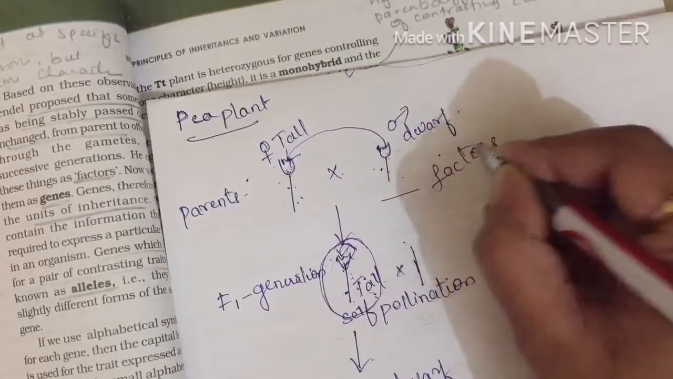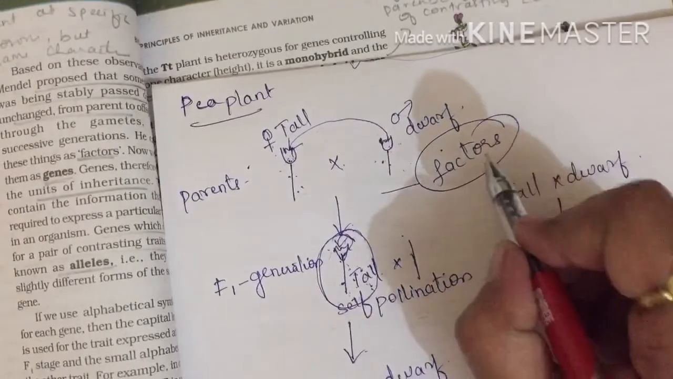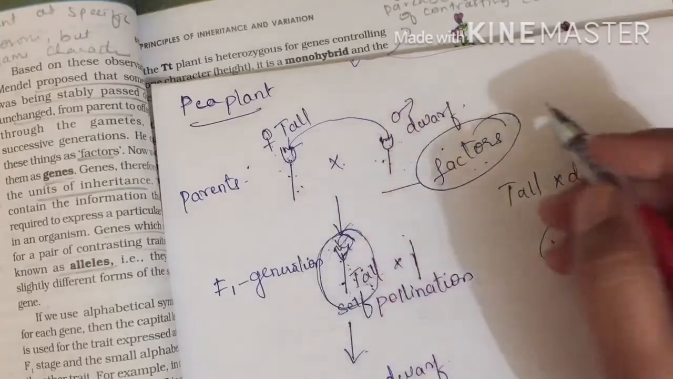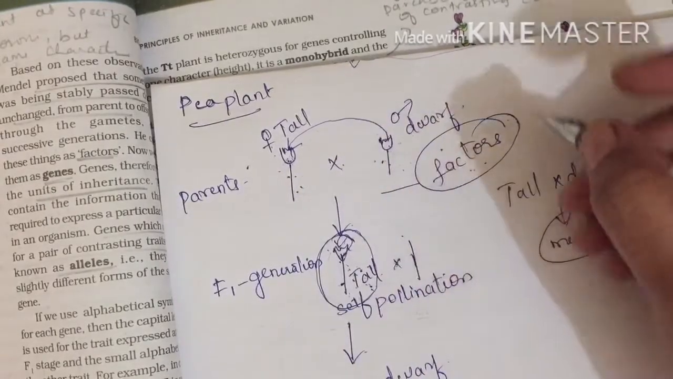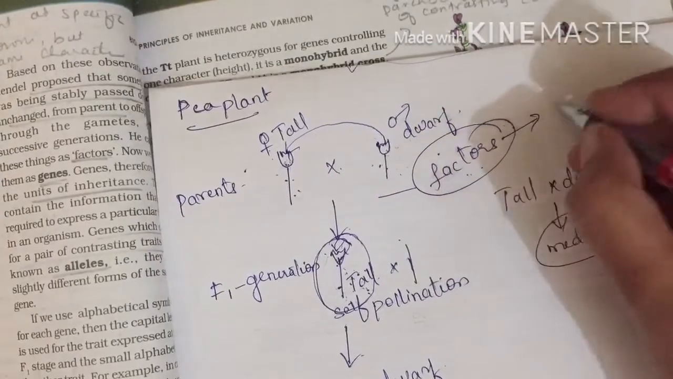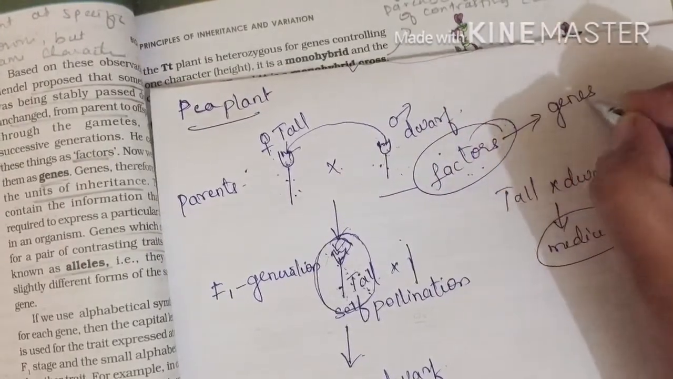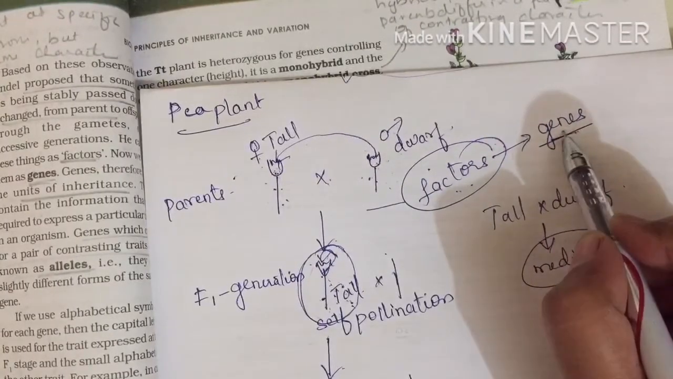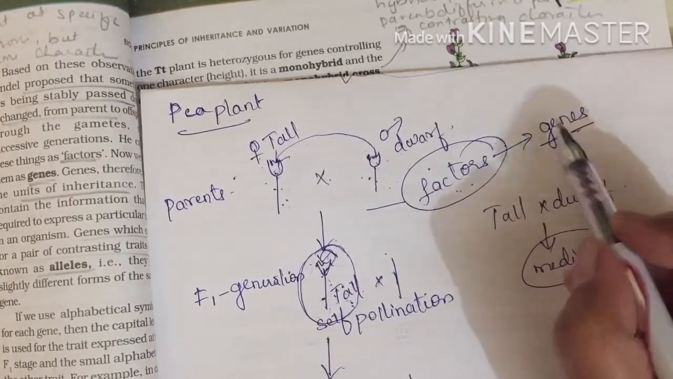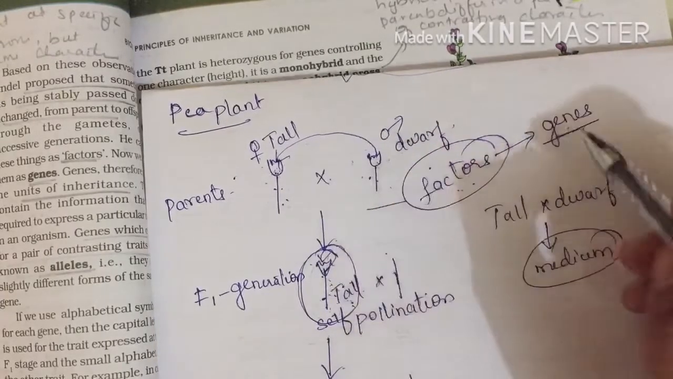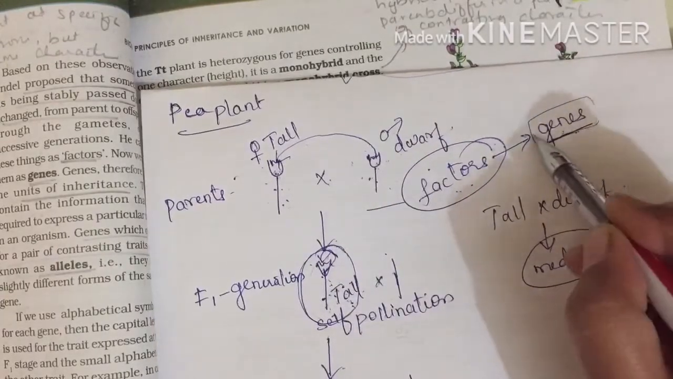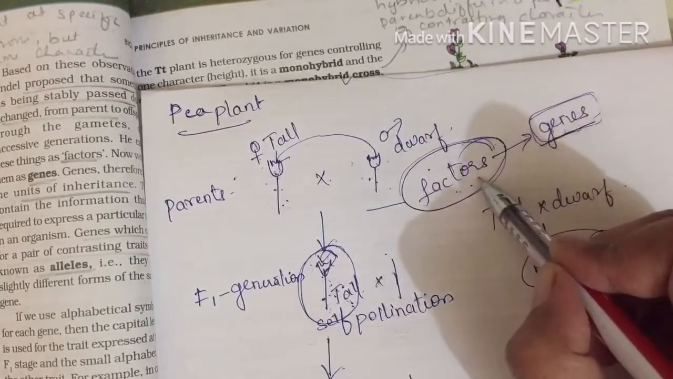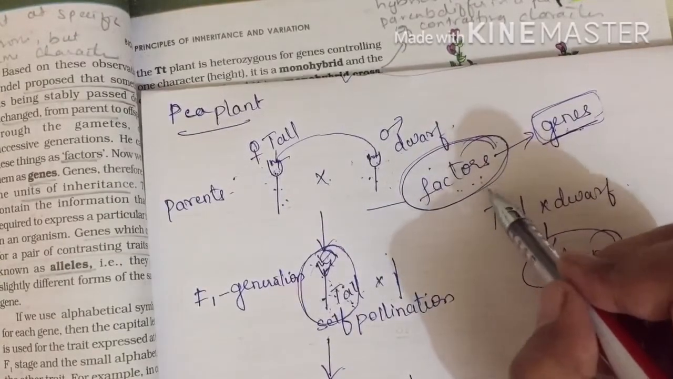These factors are those which are present in the parents and which will be transferred to the offspring without any changes. That has been given by Mendel. But these factors we know today as genes. These genes are getting inherited, getting transferred from parents to offspring. But the term gene was not given by Mendel. He used the term factors in place of genes. Hope you understood this.